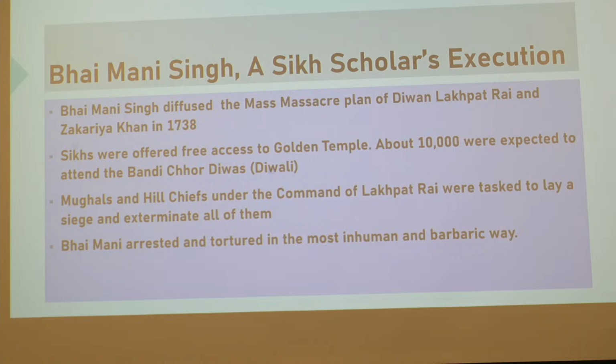Now Dewan Lakhpat Rai is arranging all this. Even though he is himself a Hindu, he's trying to please his masters as much as he can. So he is targeting the most respected scholar, Mani Singh, who was tortured limb by limb, killed, and silenced. This is how each limb of his was cut. And this happened in around 1738.